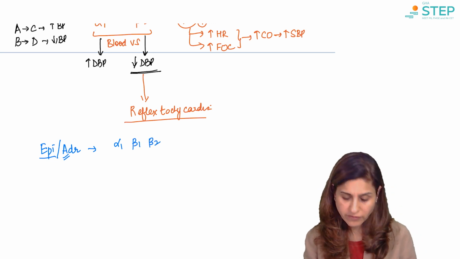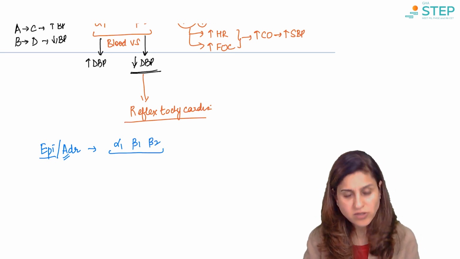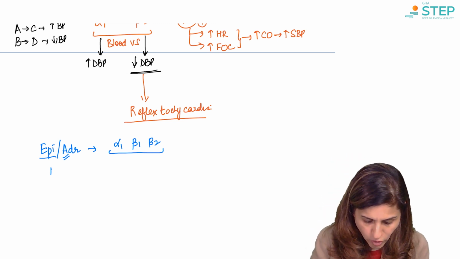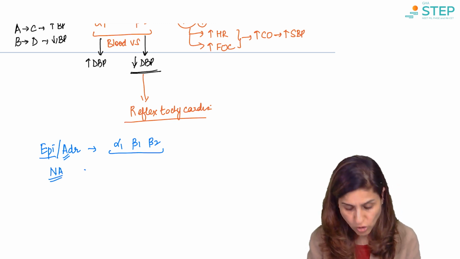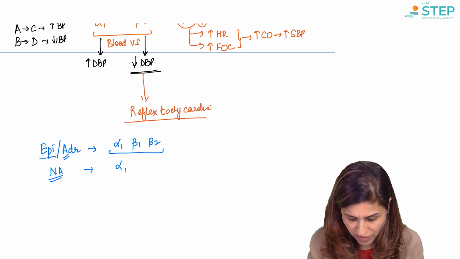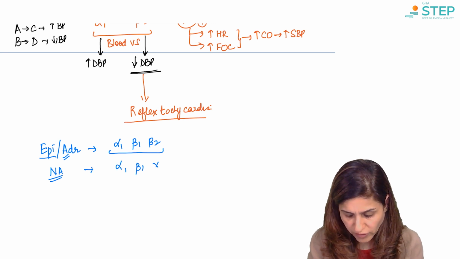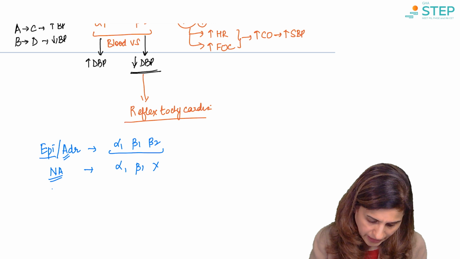Beta 3 here is not relevant, but here we say it acts on all the three receptors. Noradrenaline or norepinephrine, that means not all. So which is not there? So alpha 1, beta 1. It has no effect on beta 2.